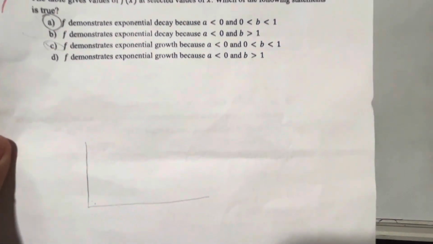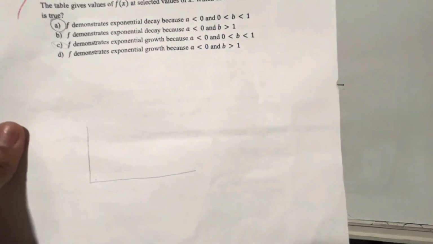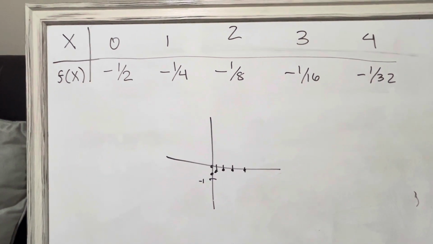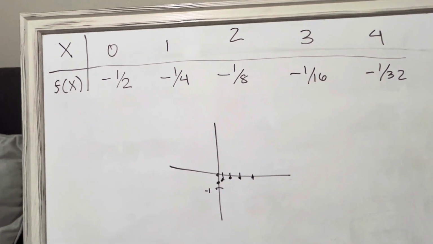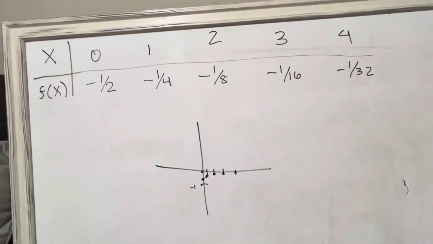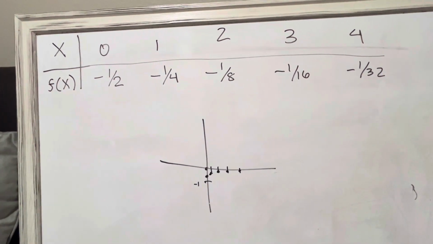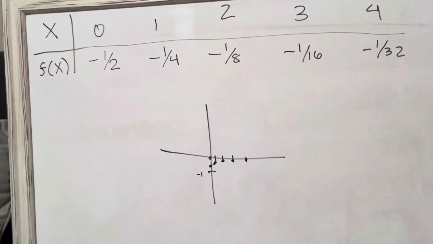Now, another thing you notice is that C and D both say that A is less than 0. So we're going to have to ignore that, and then go on to B. Would B be in between 0 and 1, or would B be greater than 1? Another thing I notice about these numbers is that not only are they negative for the outputs, but they are also fractions. But the bottom parts of the fractions, the denominators, are getting bigger and bigger and bigger. And so I would have to assume that B is in between 0 and 1, which means it's a fraction.